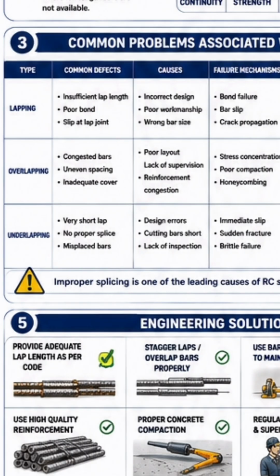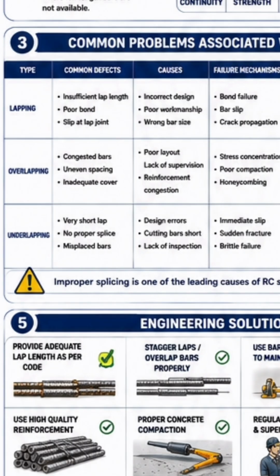Then for the overlapping, we have poor layout, right? Then we have lack of supervision, because how will you tend to do overlapping on site if there is proper supervision? Then we have reinforcement congestion. So when you have inadequate planning, it usually tends to lead to poor construction practice. So you have to do proper supervision and proper planning for every construction work.